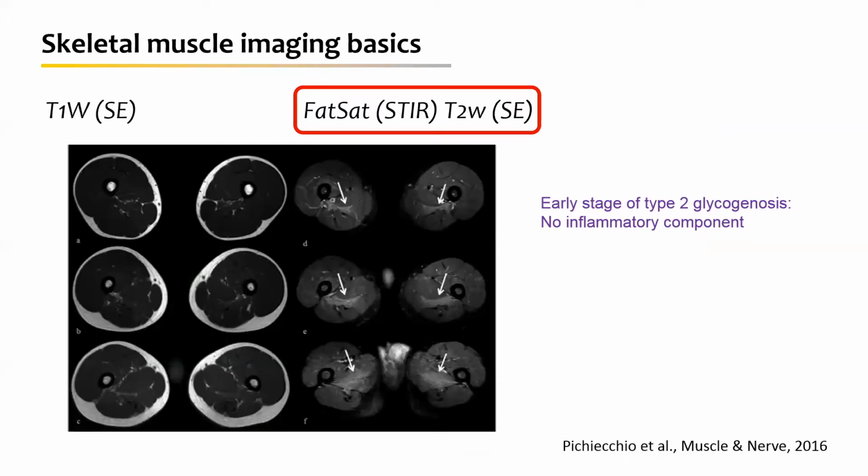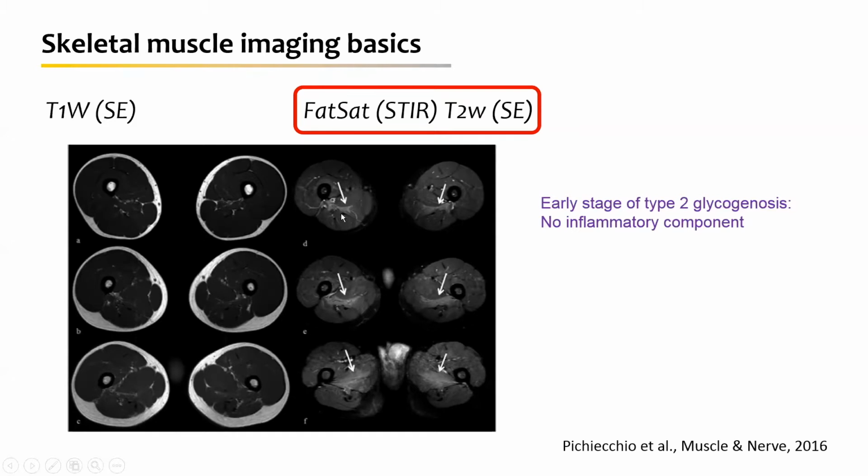So there's already a whole lot you can do with a simple T1 weighted image in terms of identification of patterns that will guide you to a possible diagnosis. The next step is to launch a fat saturated T2 weighted image. It's on purpose that I've selected this image, taken from a paper from Anna Pichetto, because you have what you call a STIR positivity in the adductor magnus in this patient at the early phase of Pompe disease. Pompe disease is known to have very little, if any, inflammatory component.